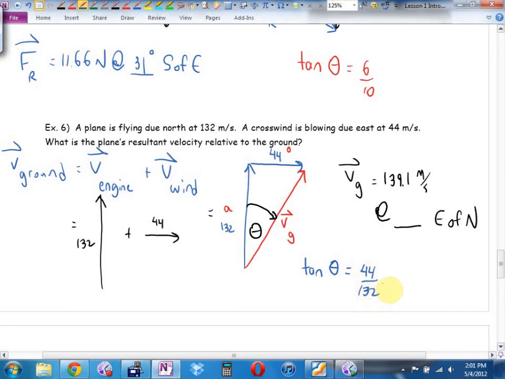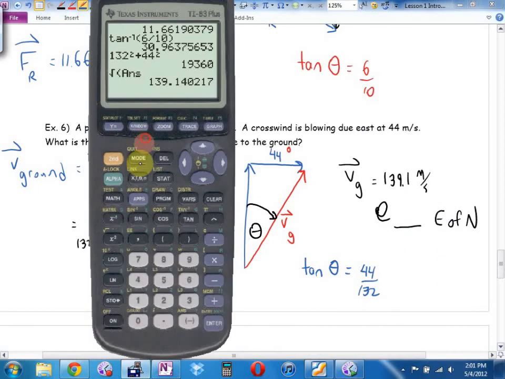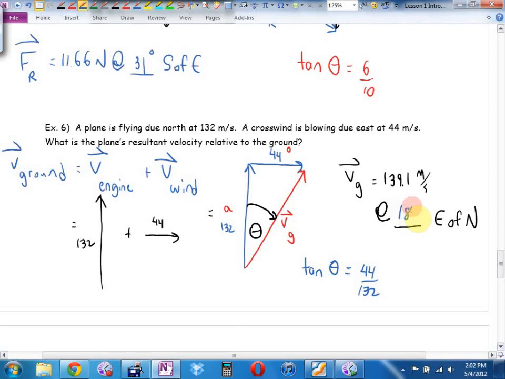How do I find the angle in my calculator? Second function tan of that fraction in brackets. Inverse tan of 44 divided by 132, putting everything in brackets, and I get an angle of 18.4 degrees.